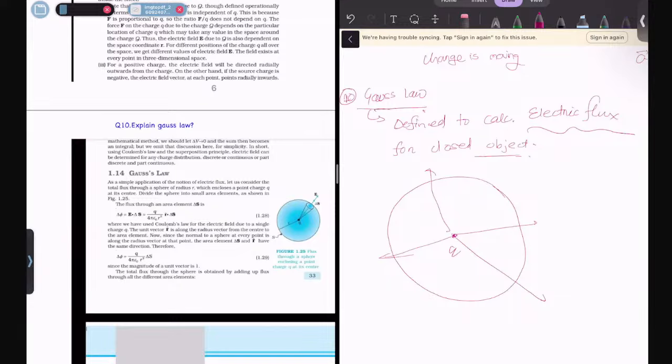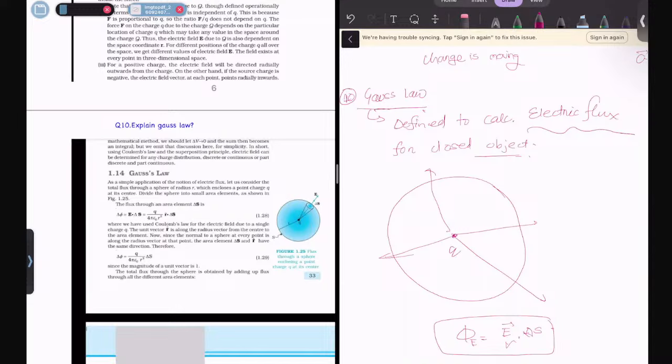Actually, if you might be knowing, electric flux is electric field into surface area. But Gauss was a scientist who got an idea: if you are placing a charge q in the center of an object, we need not do all these things. We need not calculate the electric field, then calculate the surface area.